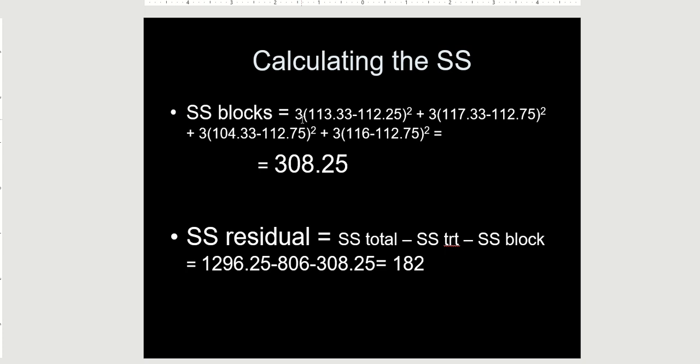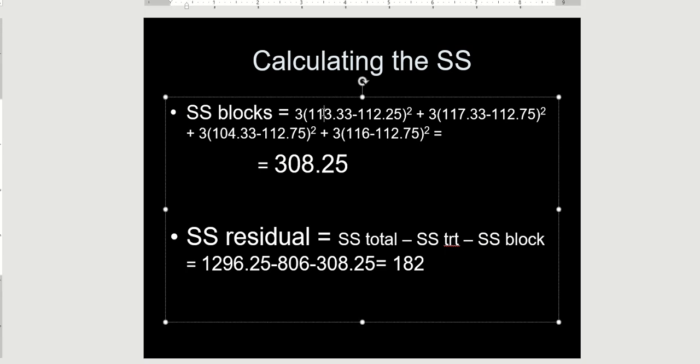Now for the block, with the same exact approach, but this time I take the average for Sausan minus the average of the averages, squared, times 3. Why 3? Because Sausan was observed 3 times. Then I move to Nuhad's average minus the average of the averages, squared, times 3. Again, Nuhad was observed 3 times. Then I go to Mazen minus the average of the averages, squared, times 3. And I finish with Dina minus the average of the averages, squared, times 3. And that gets me 308.